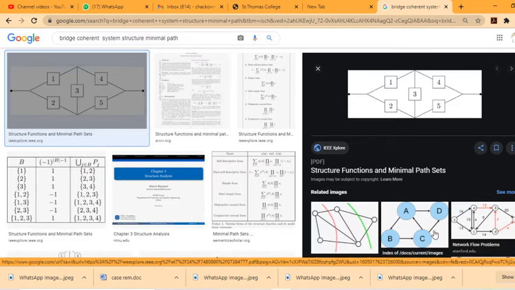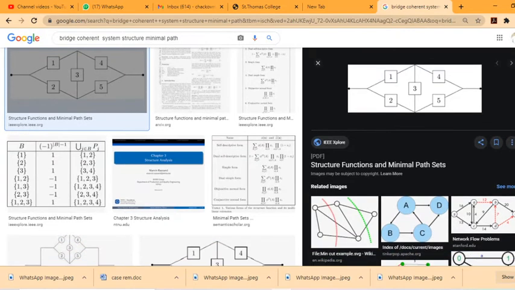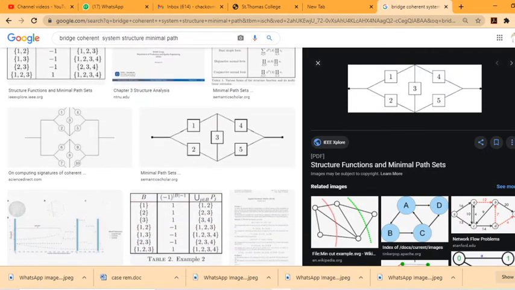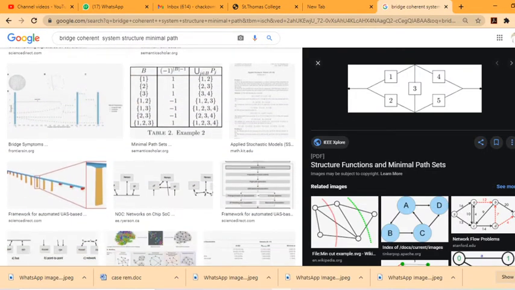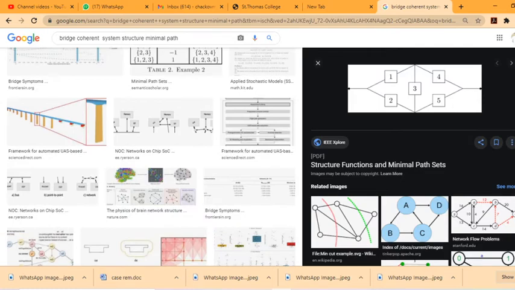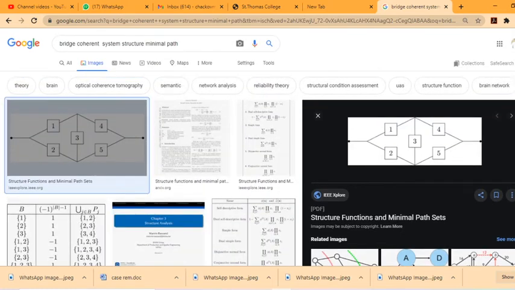There are other possible bridge structures available on the Google website. You can see several bridge structures. So this is what we are considering.